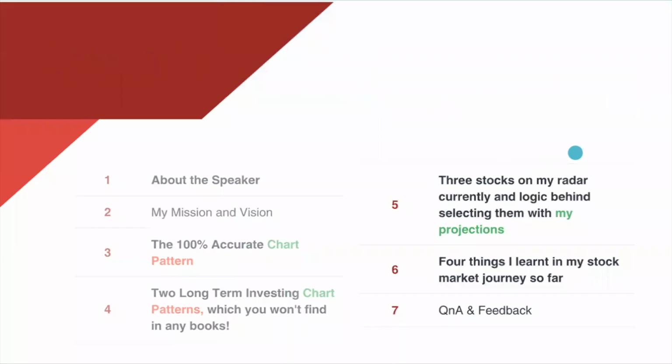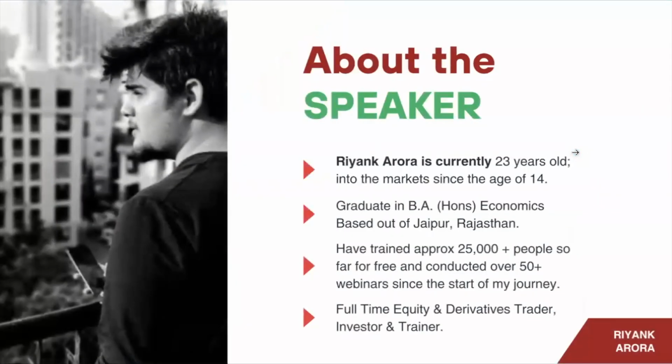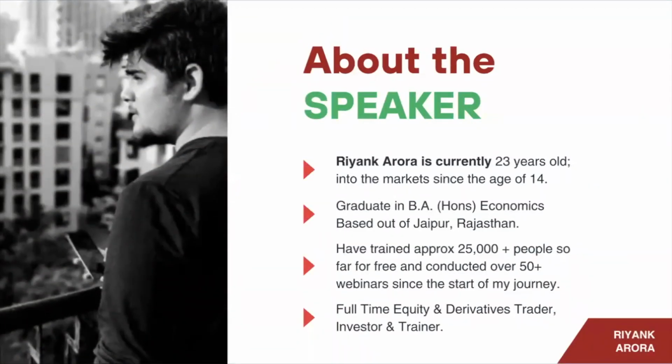Okay, so let's just start with my introduction first. My name is Riyank Arora. I am currently 23 years old and I'm into the market since the age of 14. So it has been almost 9 years of experience for me in the Indian markets with technical analysis and charts. I'm a graduate in BA Honors Economics and I'm based out of Jaipur, Rajasthan.